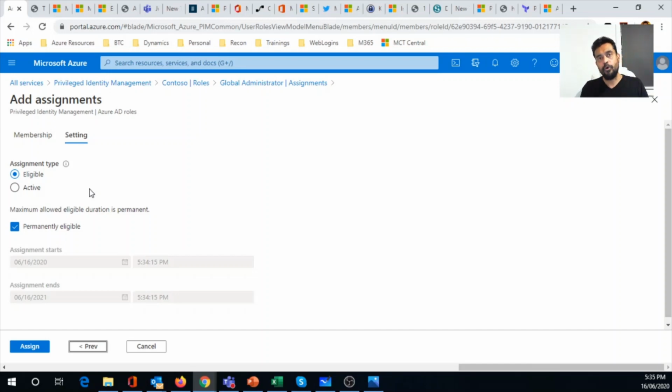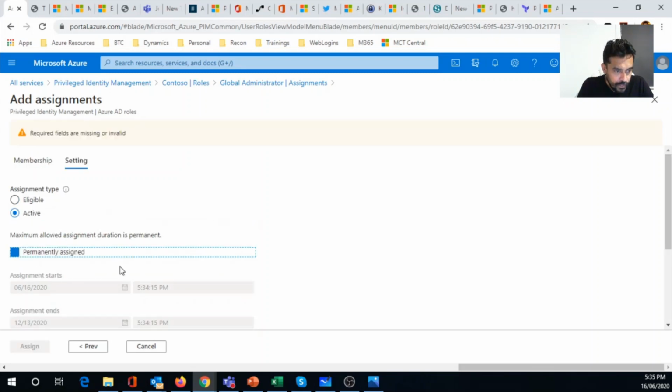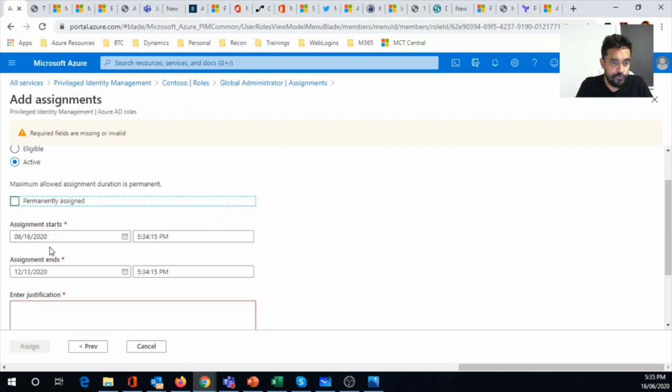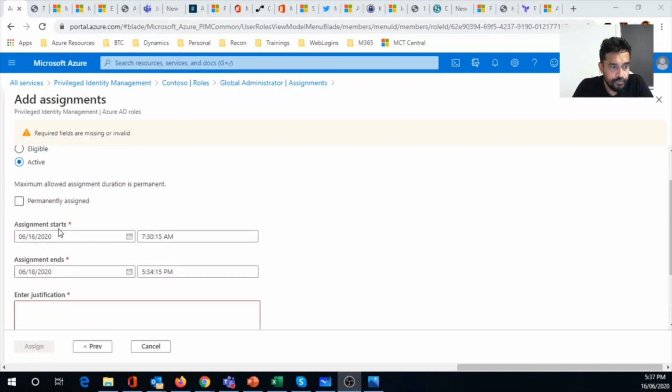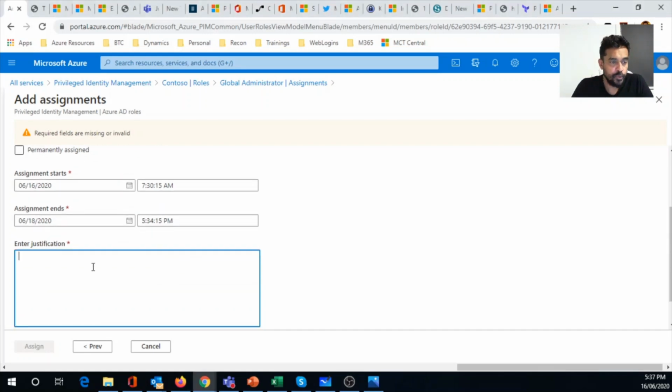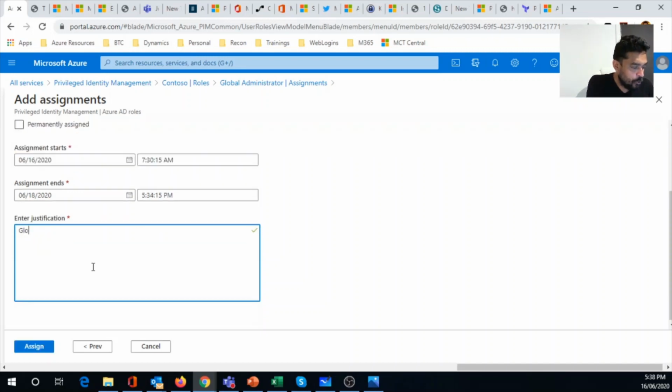So let's say the global administrator is away for a week. I can specify Active, and I can also configure it as permanently assigned, or I can specify a duration, like starting from the 16th of June, say until Friday, because he's going out for a week. So I configured him to be active from tomorrow 7:30 a.m. to the 18th, only a week. Then I need to provide a business justification, let's say, a global admin is away for a week.